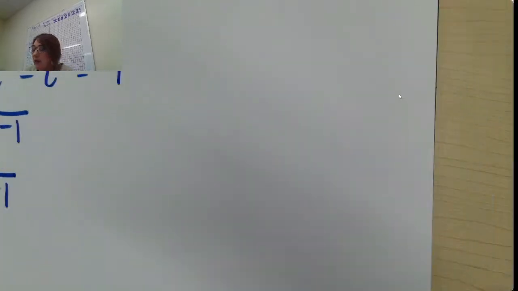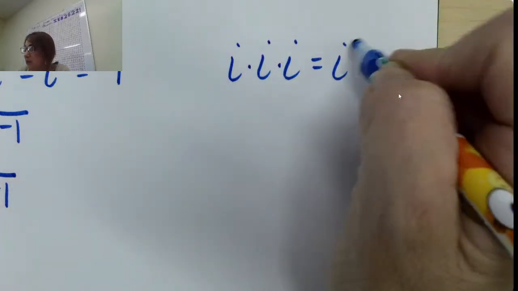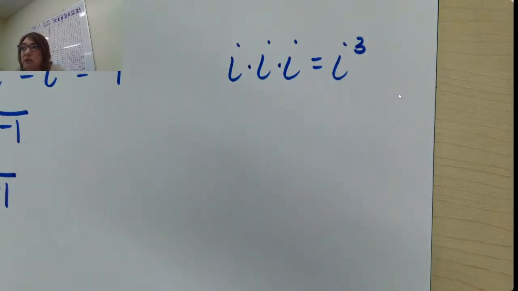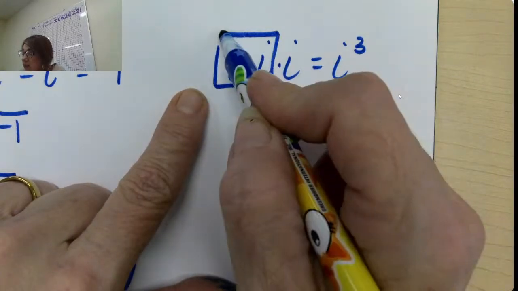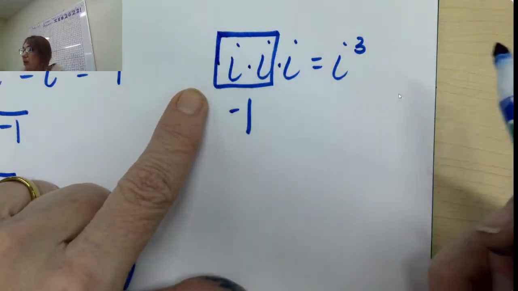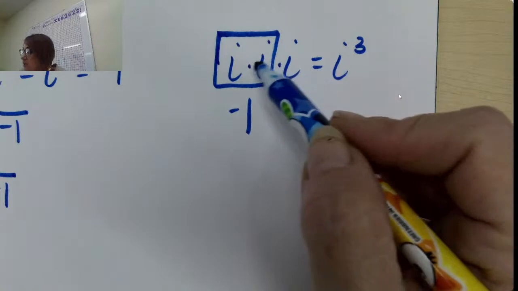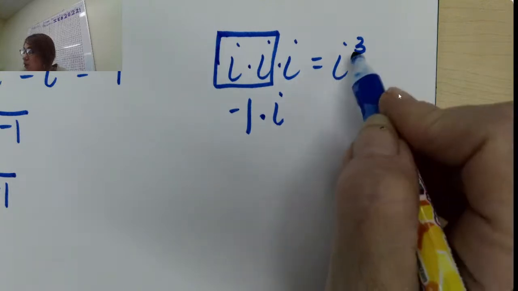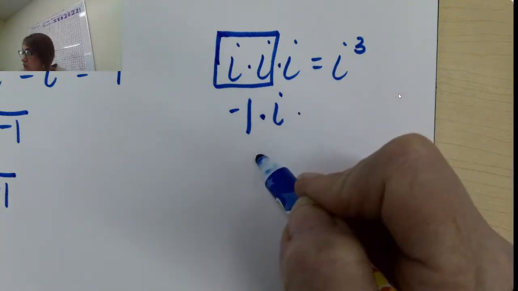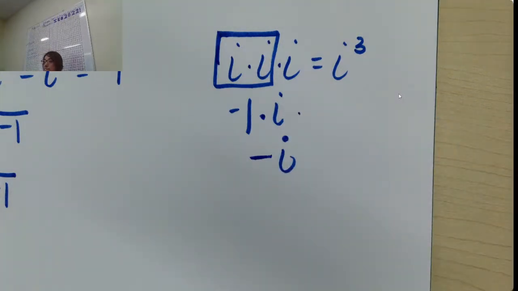Now what if we do I times I times I, which is the same thing as I cubed. We can replace 2 of these with negative 1, because 2 of them is I squared. So we replace the 2 of them with negative 1, and the other one we just leave as I. So I cubed is equal to negative 1I, or just negative I. Y'all good so far?